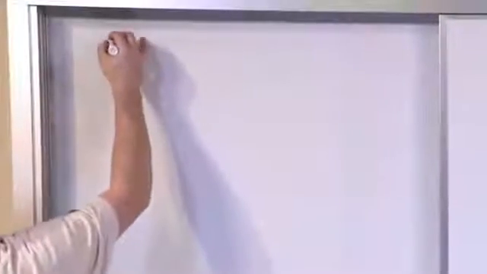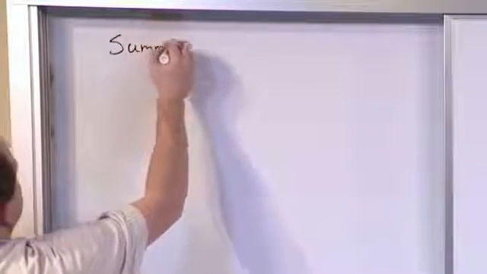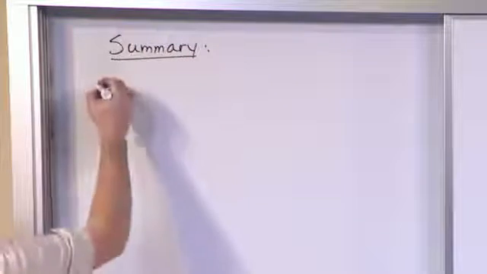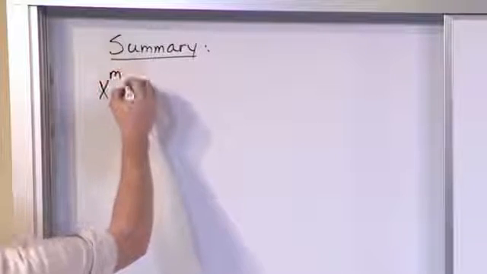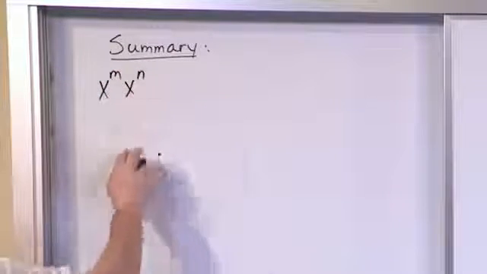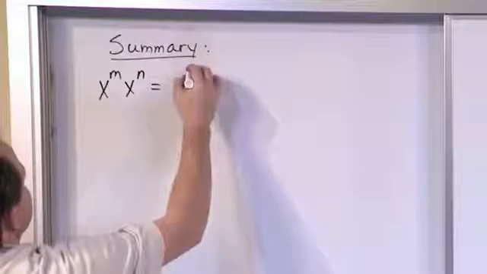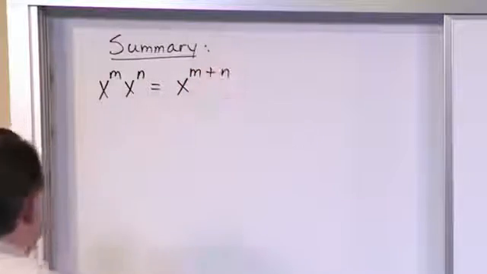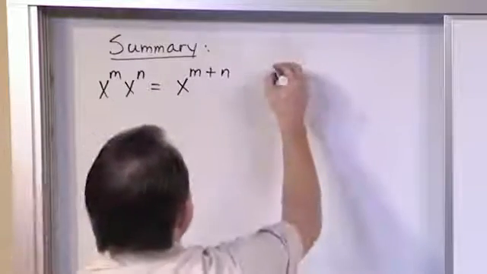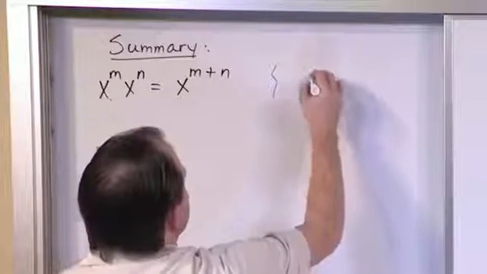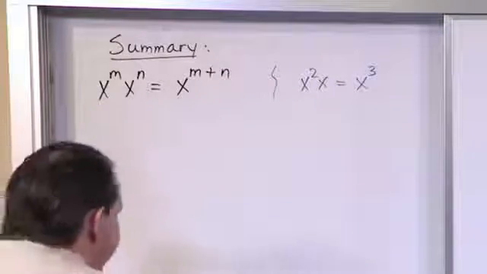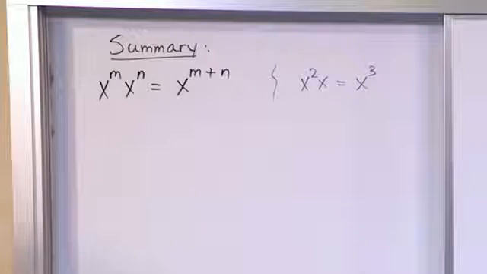All right, so as a summary, we've done a lot, so let's summarize. Basically, if you have x to some power, I'm going to call it m, times x to a different power, n, you can add the exponents, x to the m plus n. And this is basically just like, as a concrete example, x squared times x. You can just add the exponents and make it x cubed. So that's the first rule that we used.